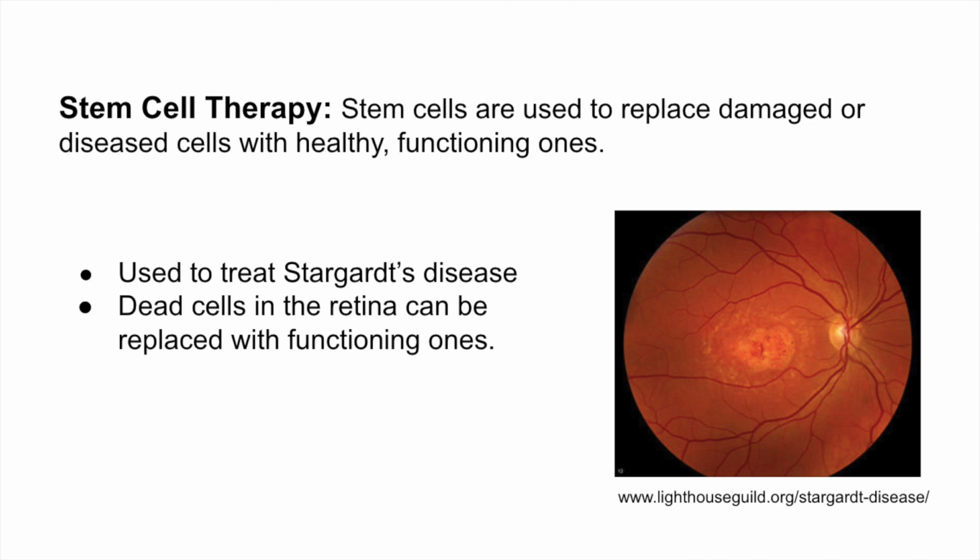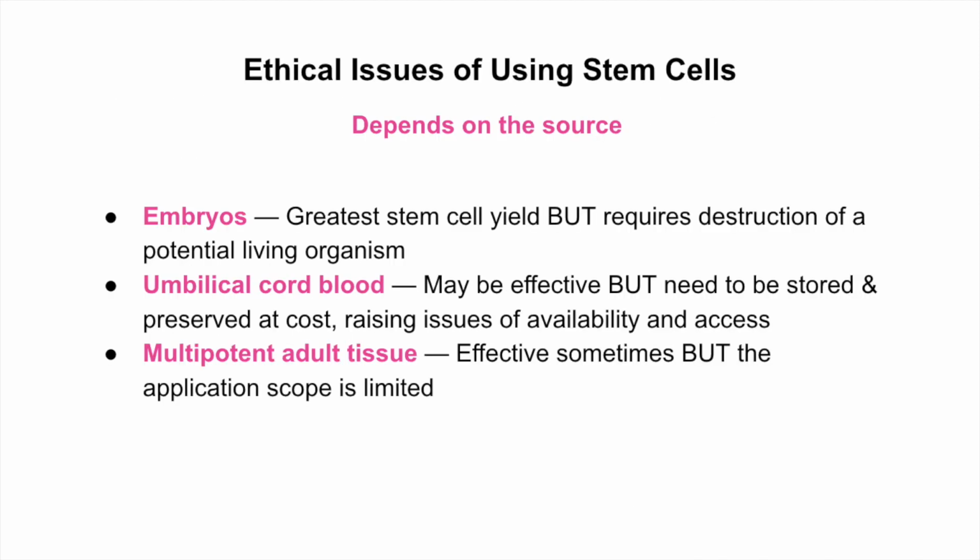Sadly, however, there are some ethical issues of using stem cells depending on their source. If they are derived from embryos, they have the greatest stem cell yield, but it requires destruction of a potential living organism. If they are derived from the umbilical cord blood, it may be effective, but they need to be stored and preserved at cost, so it raises issues of availability and access. And if they're derived from multipotent adult tissue, they are effective sometimes, but the application scope is limited.